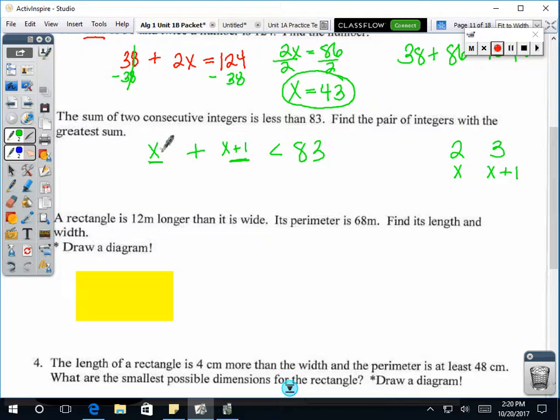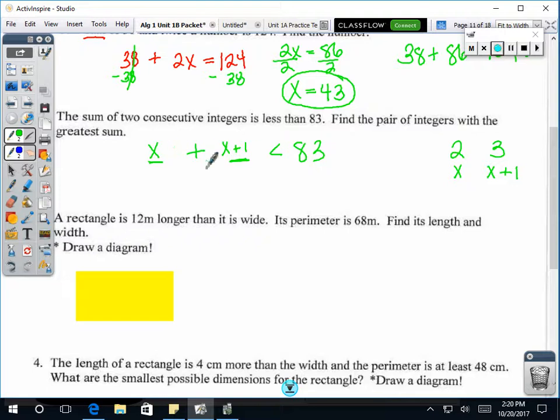Well, but we're trying to figure out what numbers would need to be here to add up to right under 83. '81 and '82 are going to add up to a lot bigger than '83, though. They're going to be like 163, right? Yeah, 163.